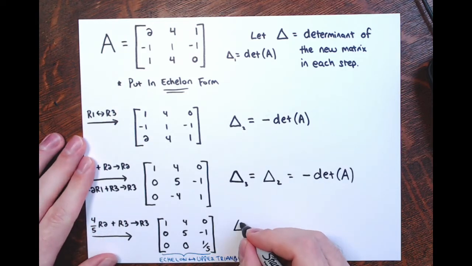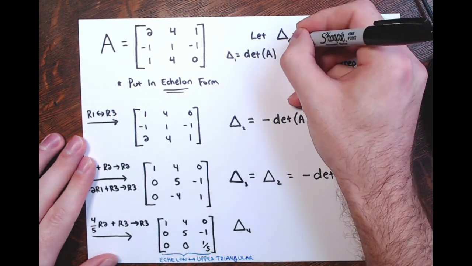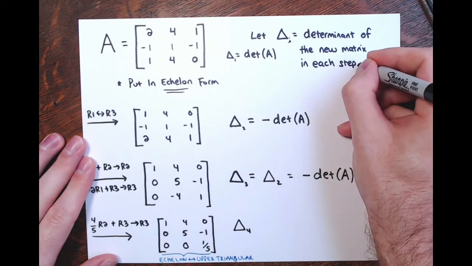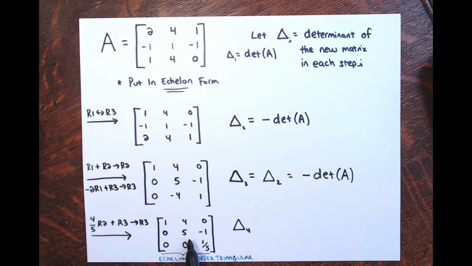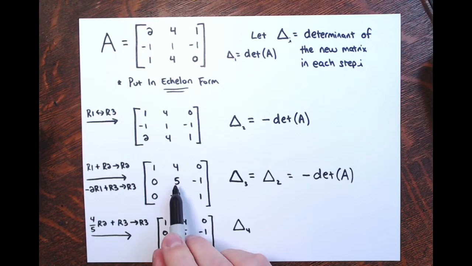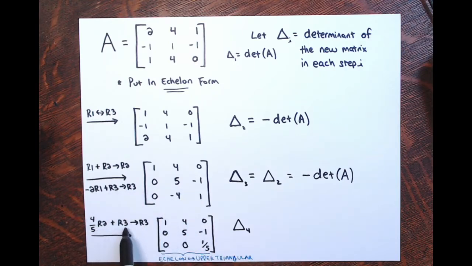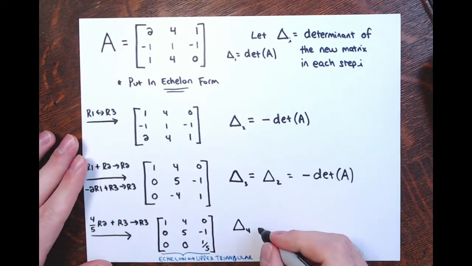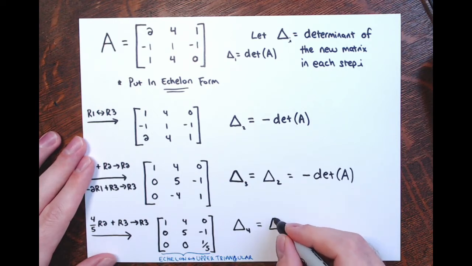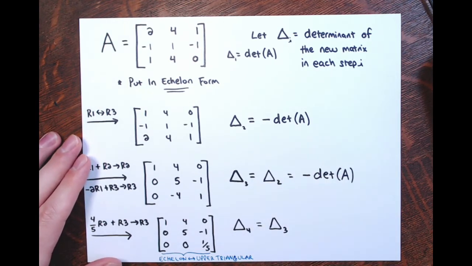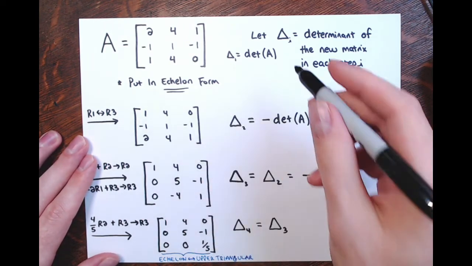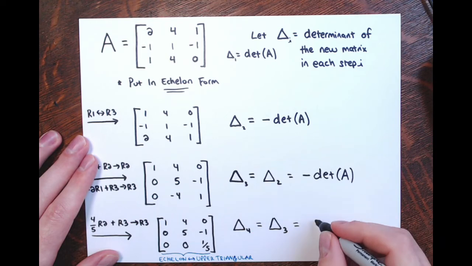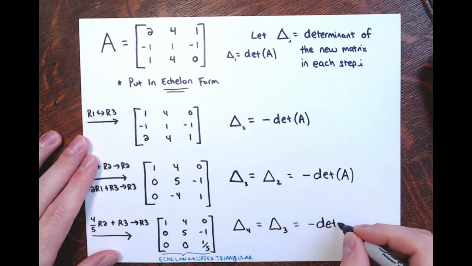Now, I'll call this triangle 4. All right, let's say triangle i in each step i. Right? So the determinant of this fourth matrix here. Again, all I did was took the third matrix, added a multiple of one row to another row. So it's going to be exactly the same as triangle 3. It's going to be exactly the same as the determinant of the matrix above it, which we saw was exactly the same as triangle 2, which was the opposite of triangle 1. So it was all equal to the opposite of the determinant of A.